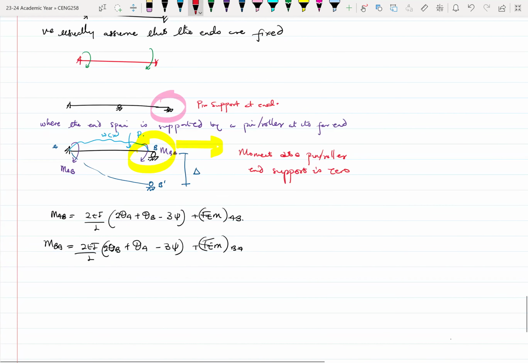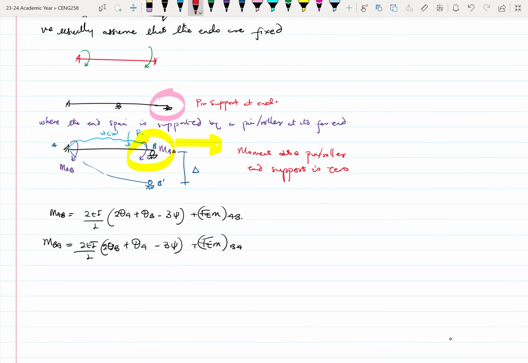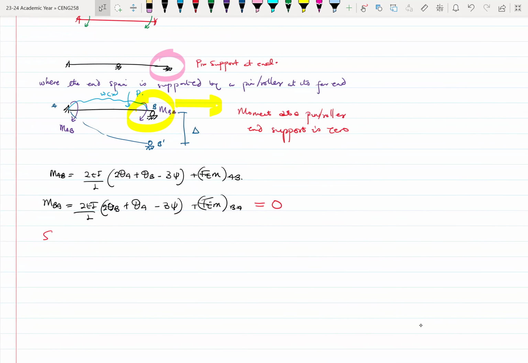So which means that in this case, we can equate MBA to be equal to 0. Okay. Now, when we equate MBA to 0, we can do a few changes in there. So let's solve for theta B. All right. So pretty much it means that if I'm to expand, I would have what?